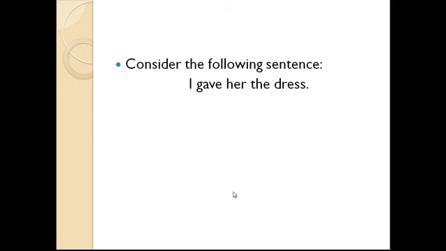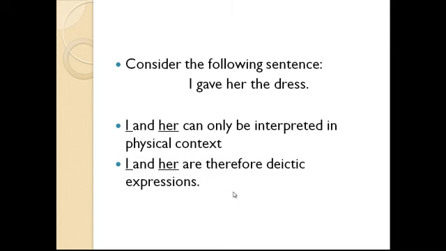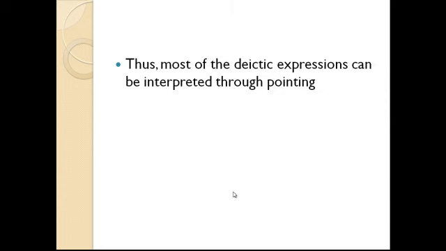I gave her the dress. That is the sentence. I gave her the dress. Here, I and her can only be interpreted in physical context, right? I and her are therefore deictic expressions. Thus, most of the deictic expressions can be interpreted through pointing. You can only know the referent of a deictic expression through pointing. And that is why at the beginning of this particular presentation we said deixis as a word actually means to point. It's originally coming from a Greek word which meant to point.